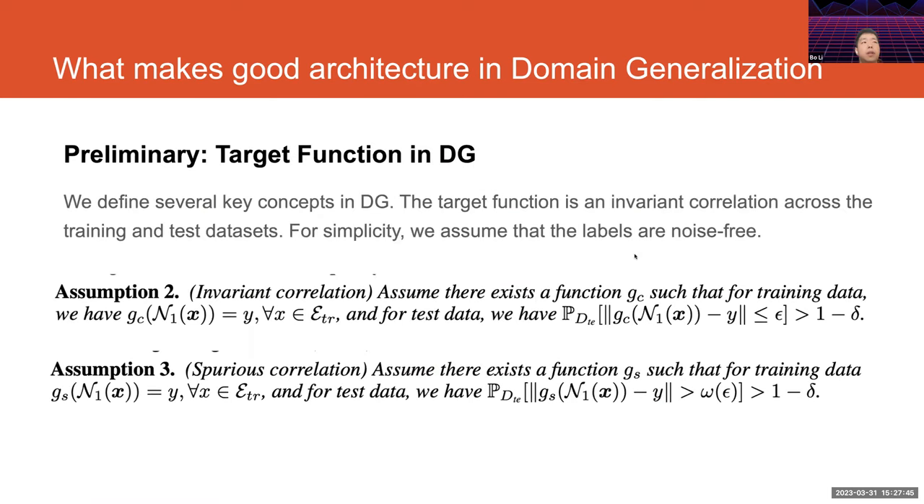So here we propose two further assumptions. The first is the invariant correlation. It's basically what I said: the invariants that we can conclude from each domain, like the invariants on the shape. Each domain's elephant would have a similar shape, and each domain's apple would also have a similar shape. The other is the spurious correlation. It relates to the domain-specific information in each domain, and that's what we need to avoid during our learning.